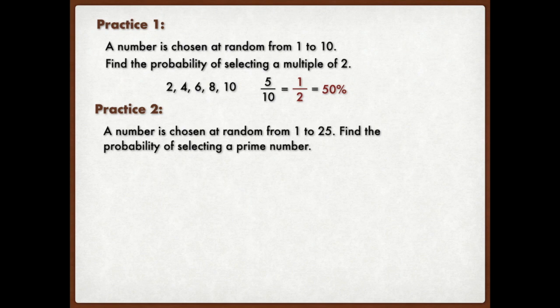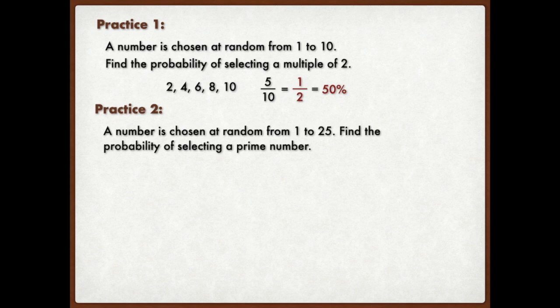Here's another practice I'd like you to try. A number is chosen at random from 1 to 25. Find the probability of selecting a prime number. Ooh, we learned about fractions, percentages this year. We also learned about prime numbers. Do you remember what a prime number is? What's our total number of possibilities, which is the denominator? Okay, 1 through 25, so 25.